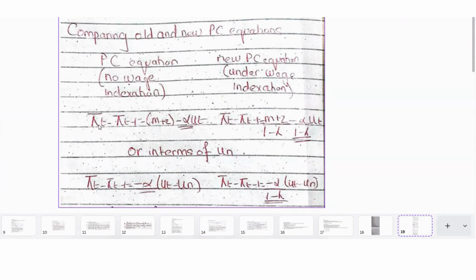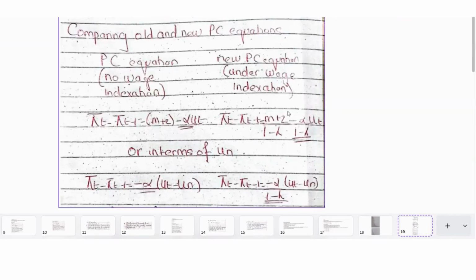Originally we had pi t minus 1 is m plus e minus alpha ut. Under wage indexation, we derived this equation. So we want to compare the Phillips curve equation under wage indexation with the equation of the Phillips curve when we had no wage indexation.